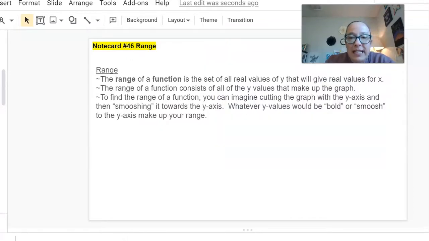All right, note card 46 is range. This is the same thing as domain, except we're looking at y values. So it is the set of all real values of y that give real values for x. The range of a function consists of all the y values that make up the graph. To find the range of a function, you can imagine cutting the graph with the y-axis and then smushing it towards the y-axis. Whatever values would be smushed to the y-axis make up your range. Pause me, write that down.